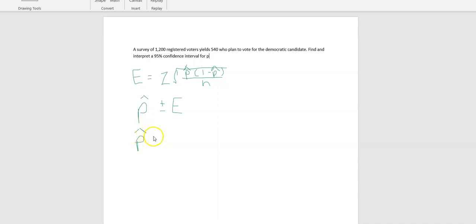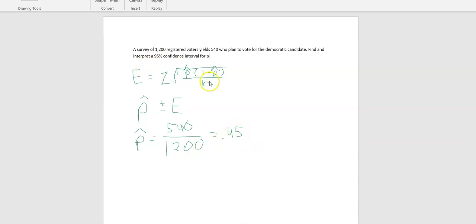Remember that P hat is always the number of people who agree with whatever the issue might be. In this case, they plan to vote for the Democratic candidate, so it's 540 over the total number of people surveyed, which is 1,200. And we'll make this into a decimal. It'll be a lot more wieldy if we do. So 540 divided by 1,200 ends up being 0.45.